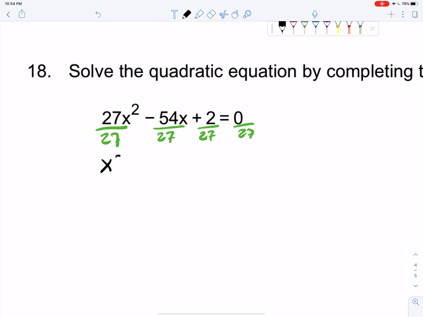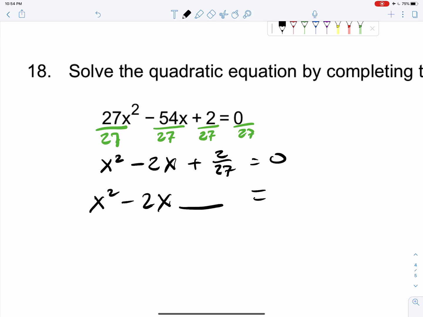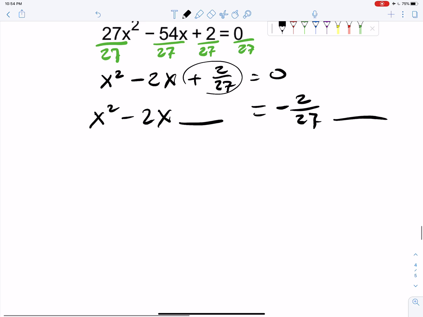So this gives us x squared. Well, that's good. And this is actually kind of nice because this is just minus 2x. And this is not as nice, 2 over 27 equals 0. Well, in terms of completing the square, we couldn't ask for nicer numbers. We're going to have to subtract this on both sides. We've got a negative 2 over 27. And I know I'm completing the square, so let's go through our procedure.